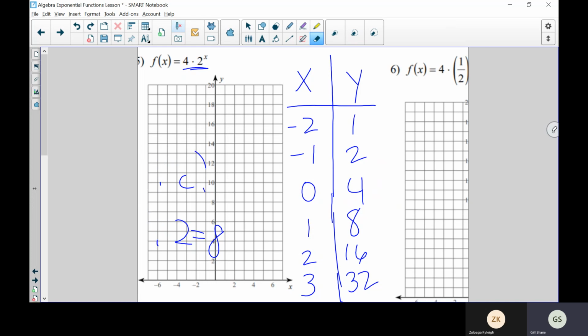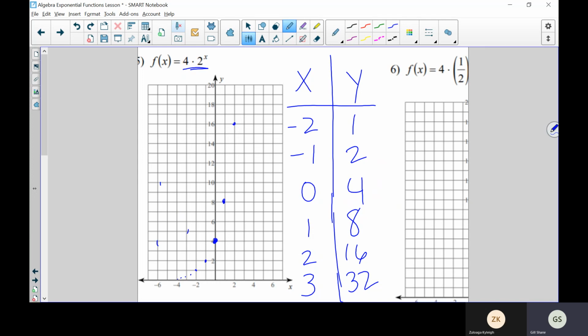So you're not going to use every number because sometimes they get really, really big or really, really small. But 0 and 4 I would definitely put on there. So there's 1. 1 and 8 for this graph will fit on there. -1 and 2 I would also put on there. -2 and 1 would be there. If I did -3, it would be there. And then these will kind of keep going. And 2 and 16 will fit on there.